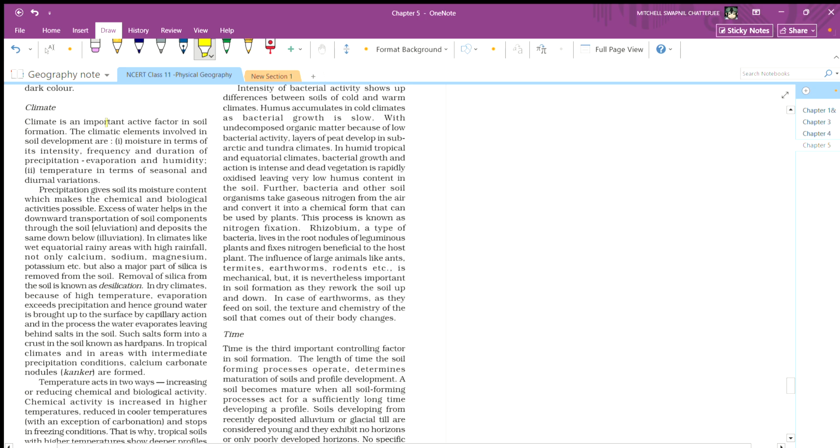Climate is an important active factor in soil formation. Climatic elements involved in soil development are: first, moisture, in terms of intensity, frequency and duration of precipitation, and evaporation and humidity. The second is temperature, in terms of seasonal and diurnal variation. Precipitation gives soil its moisture content and makes the chemical and biological activities possible. Excess of water helps in downward transportation of soil components through the soil.